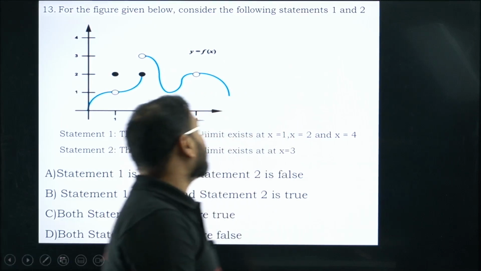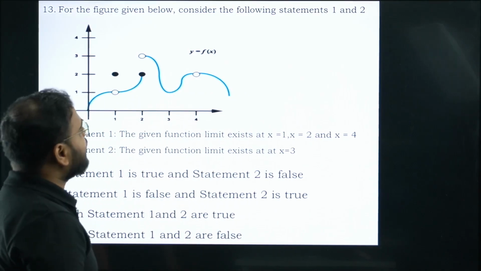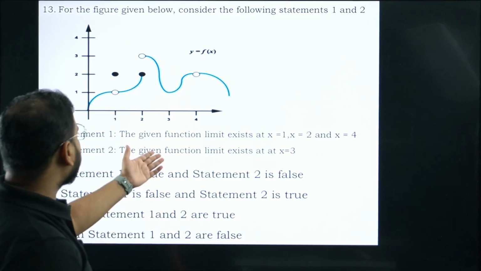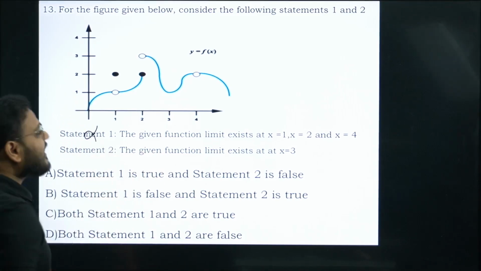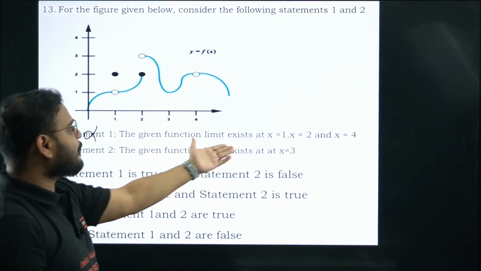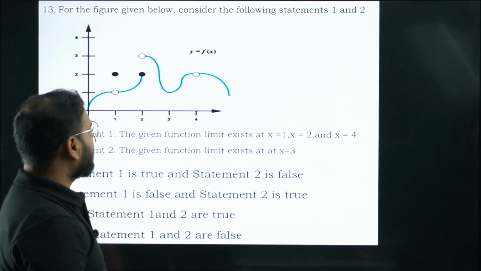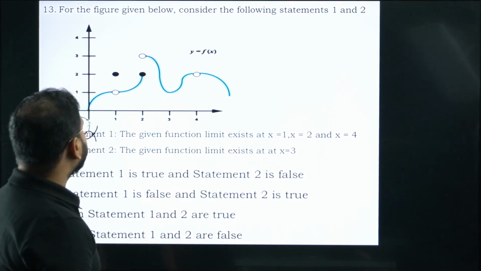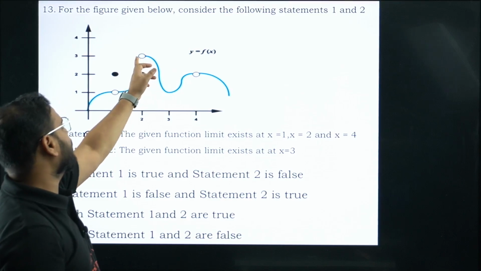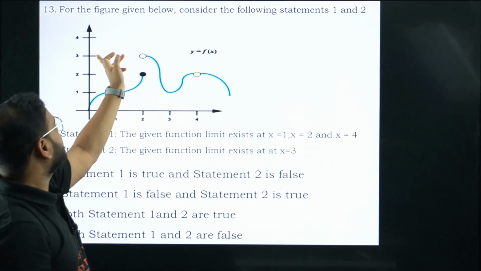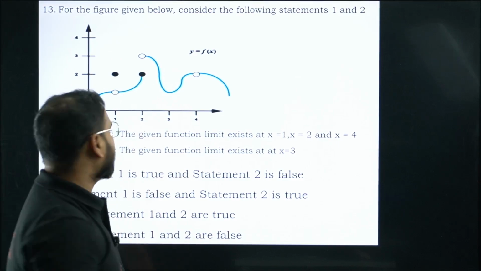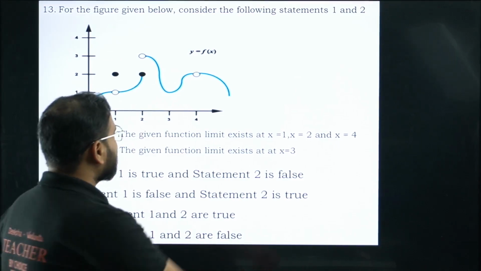For the given figure, consider the following statements 1 and 2. Statement 1, the given function's limit exists at all points. Clearly the first is wrong. We don't have the limit existing at the points 1, 2, 4. At all these places it's not existing. At 2 you can see here we have the limit value over here: RHL is equal to 3, whereas LHL is equal to 2. How is that equal? So the limit is not existing.